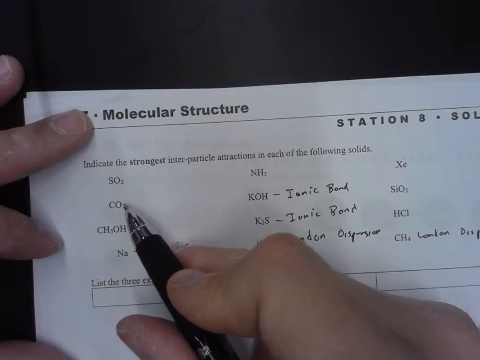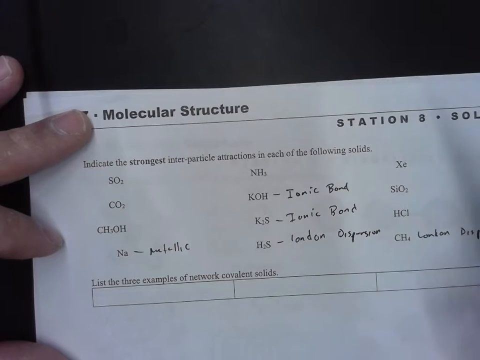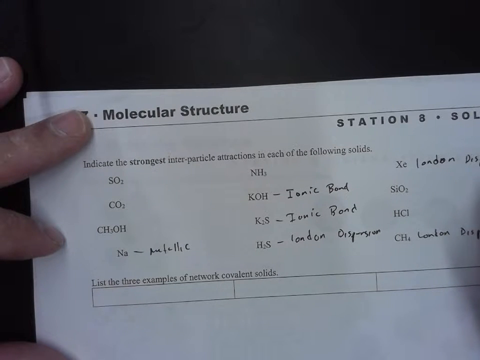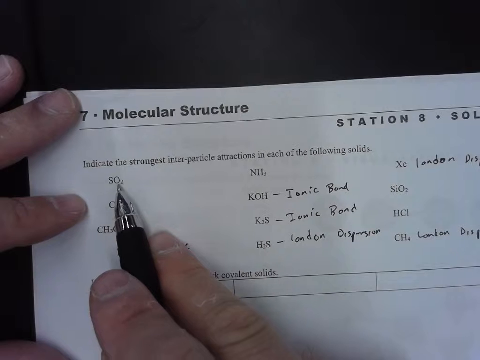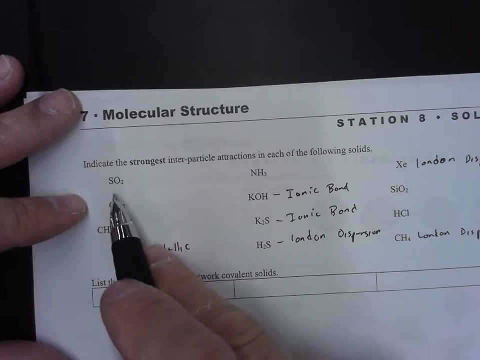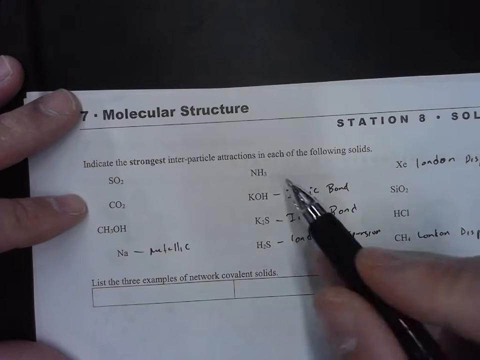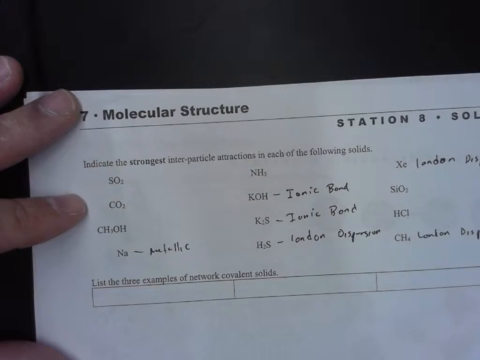Let's see, any other nonpolar ones? Nope. Okay. Now we look at the ones, oh, look at xenon. Yeah, London dispersion. The rest of them are polar. Why are they polar? You've got a strong bonded to a weak. Strong weak. The rest of them are polar.